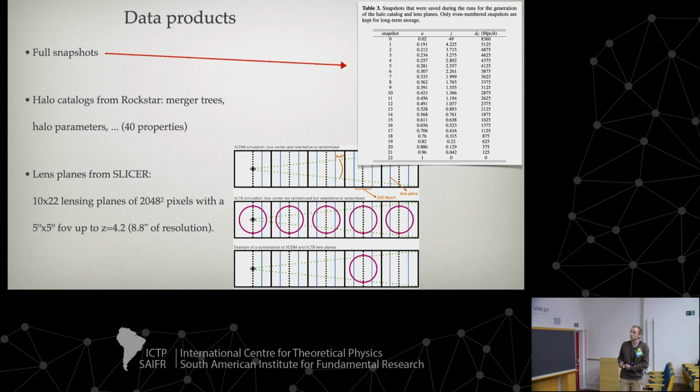All right, so data products. We have full snapshots for 12 snapshots, totally available. Only the even ones are kept, but all the other ones were used to produce halo catalogs from Rockstar. We have 40 properties, fully characterizing the halos, and lens planes using slicers. And this is interesting because of the matching condition, the boundary conditions: you can make the light cone as you want. You can glue things, doing like a mosaic.